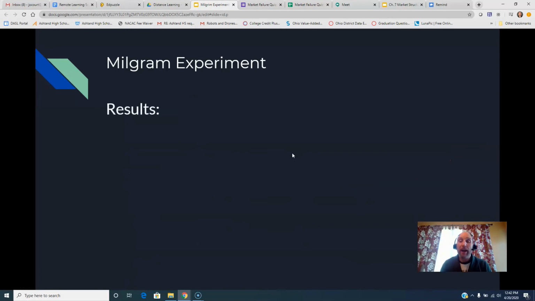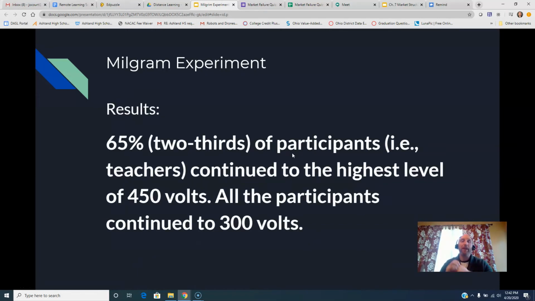And here's what we found. Two-thirds, about 65% of the participants continued to the highest level. They kept giving shocks all the way up to 450 volts. All the participants went at least to 300 volts in the initial study. Now, Milgram did 18 different variations of this to see just how much people respond to authority.